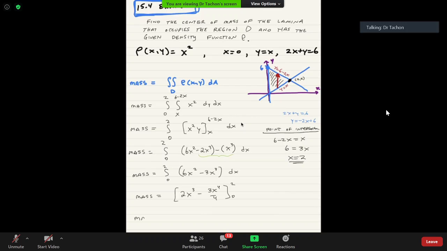So the mass is, plug in the upper bound. 2 cubed is 8, so you get 16 minus 3 times 2 to the 4th, which is 48, divided by 4, 12. Plug in the lower bound, you get 0 minus 0. So the mass is 4. Want to double check that? Okay, so the mass is 4. We need that.